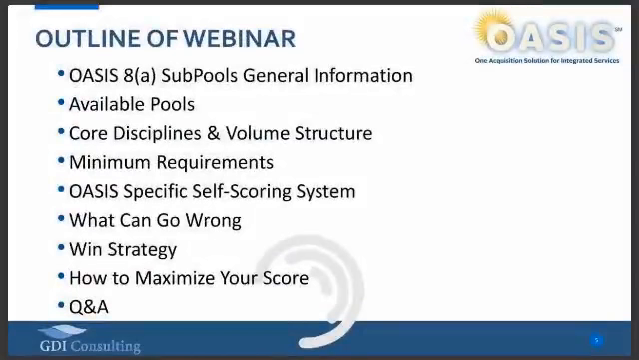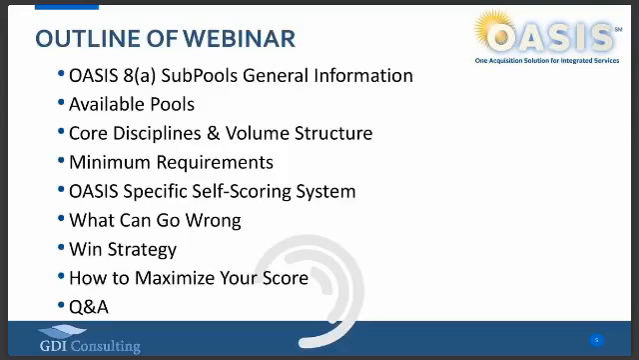The outline of the webinar, we're going to go through, and these are the core sections that we've got here. There are just a few slides each, but they help you to pinpoint the information we're getting across. One is about the OASIS SubPools, this general information. The available pools is number 2. Core disciplines and volume structure of the response as it's to be constructed. Minimum requirements in order to be eligible.